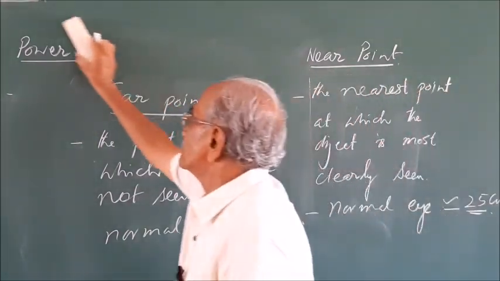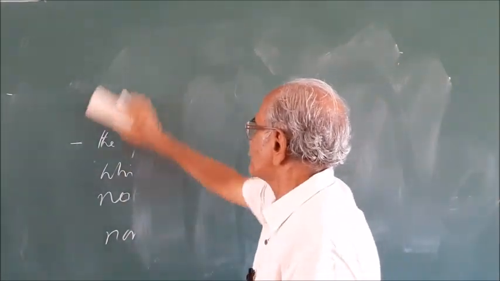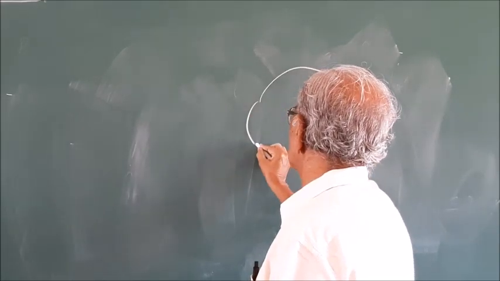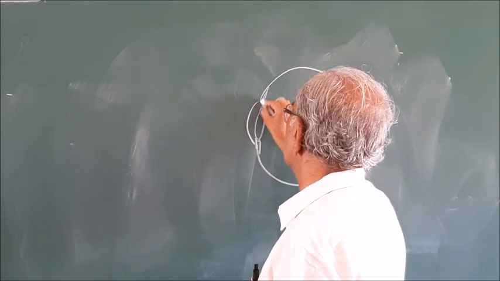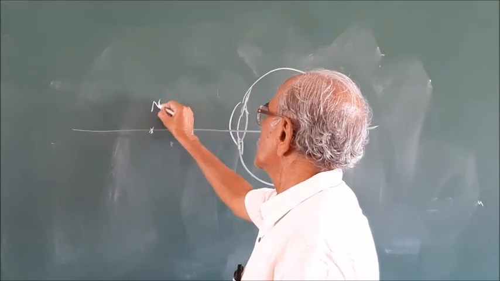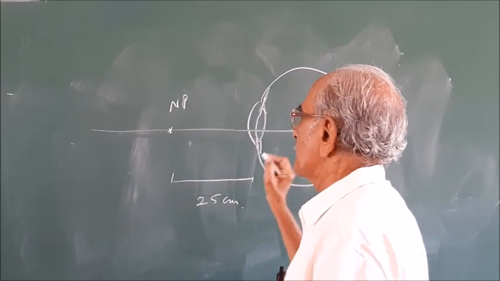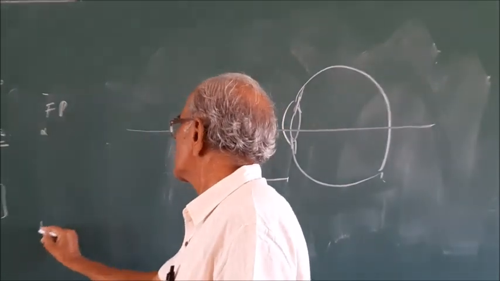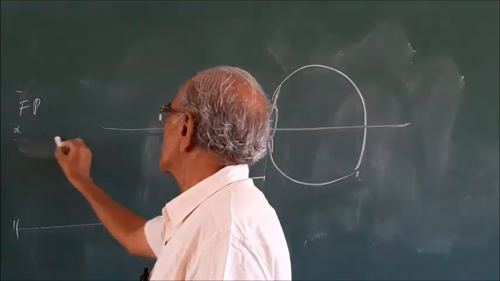Now it means if you have the eye, let's suppose roughly like this, you have the lens like this. Now this point is the near point, it's about 25 centimeters. And this point is the far point. Now this is about infinity. Now this is the range of vision.